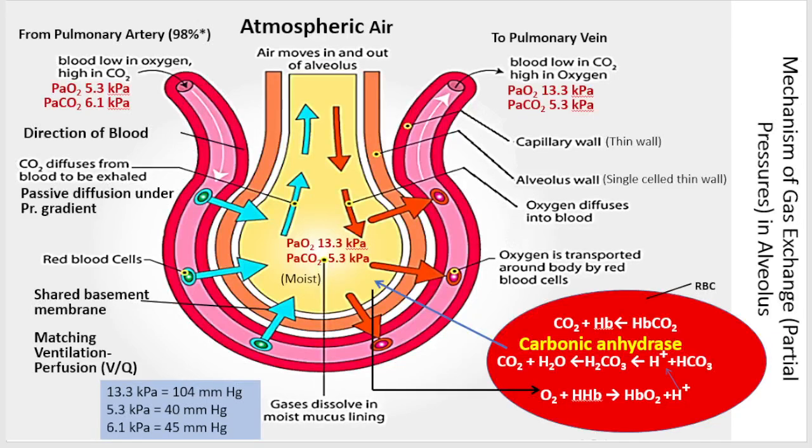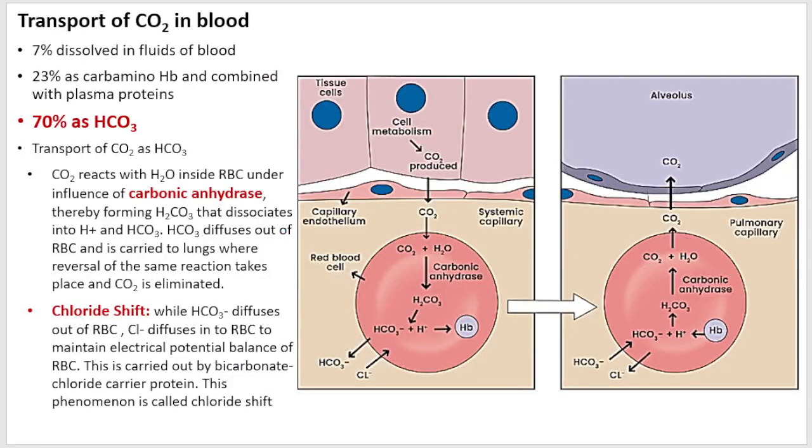A key player here is the enzyme carbonic anhydrase in the red blood cells, which converts carbonic acid into carbon dioxide and water in the alveoli and facilitates its removal. Let us walk through how carbon dioxide is transported in the blood and how it's exchanged at both tissue and alveolar levels. Carbon dioxide is a waste product of cellular metabolism and it travels in three main forms.